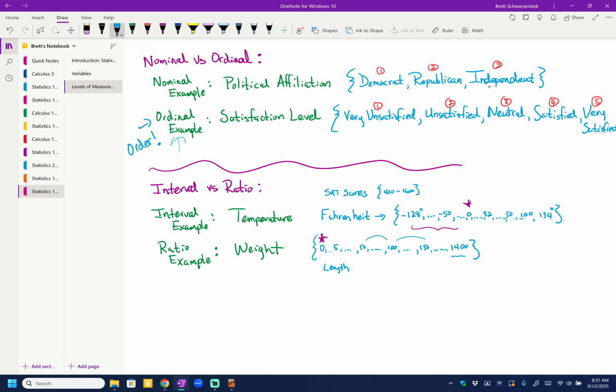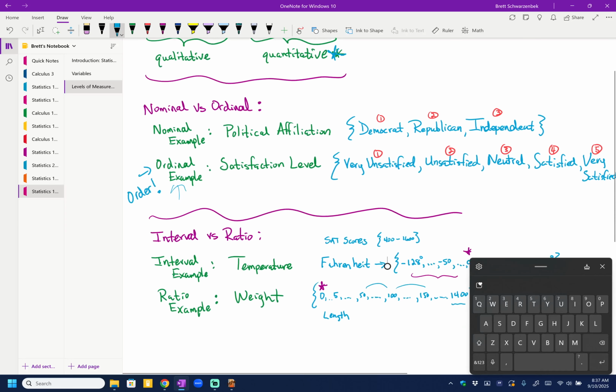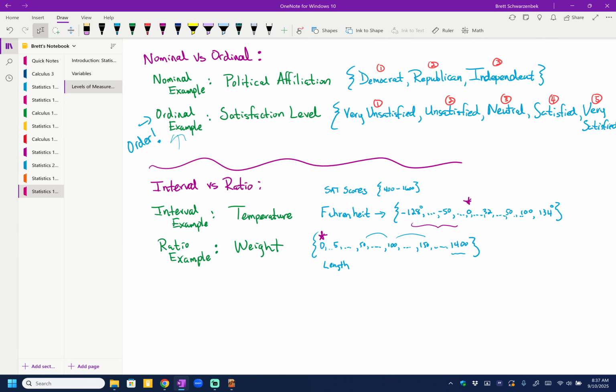So that's going to be the key element when deciphering between interval and ratio. Again, let's say you're asked for a level of measurement. You determine that you are dealing with a quantitative variable. If it is quantitative, then you have two options, interval or ratio. You're going to look at the values. The only thing you have to figure out is whether there is a true zero value that means something. If there is, then it is a ratio level of measurement. If it isn't, then it is interval.